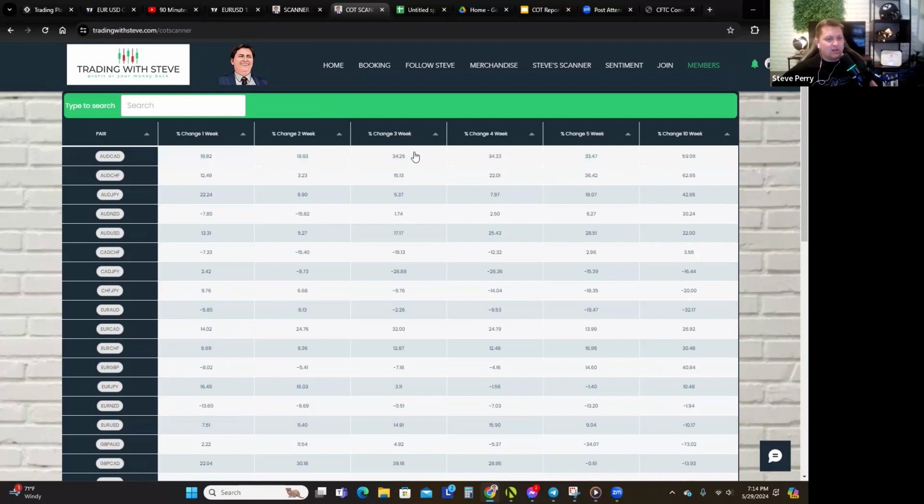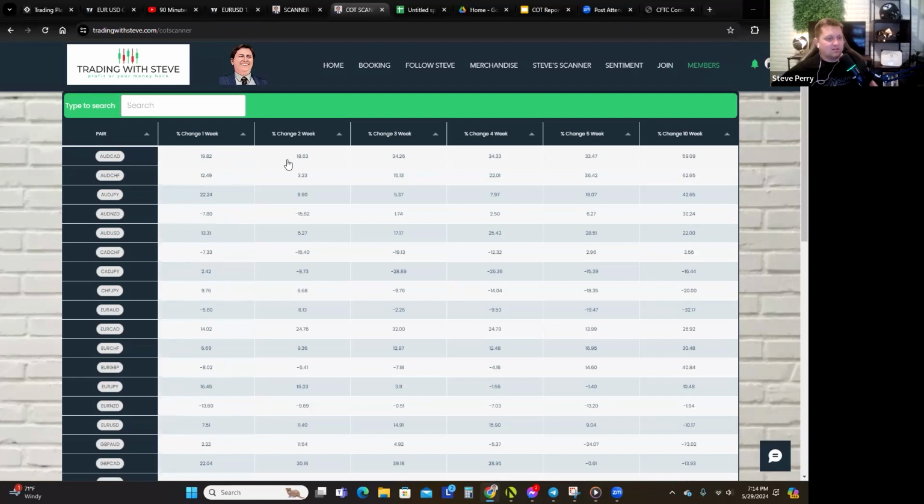This is a percentage. So when you see these numbers on here, like with the Aussie CAD here, it says 19.82%. What does that mean? Well, that's a percentage. So this is the net change in 1 week. On the Aussie CAD, there's been a 19.82% positive shift in 1 week. Over the last 2 weeks, there's been an 18.63% positive shift. Over 3 weeks, there's been a 34.26% positive shift.